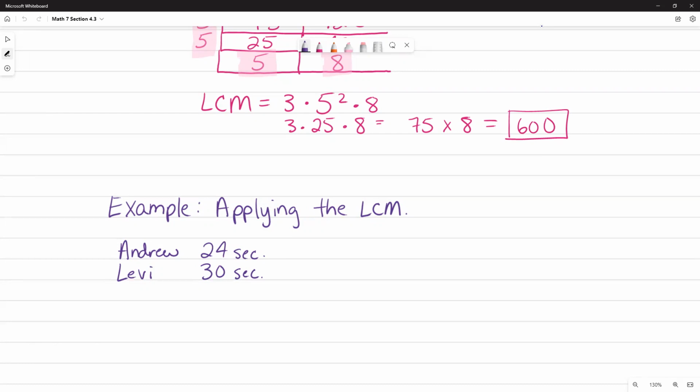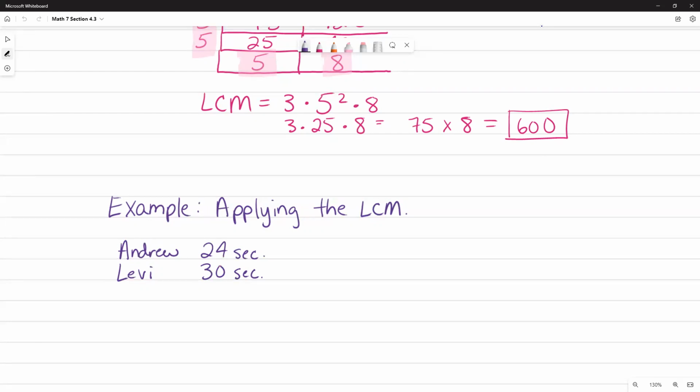And so all we do to determine how many seconds it's going to take for Andrew to lap Levi is to find the least common multiple. So you can think of every trip around that basketball court as one multiple of 24 and one multiple of 30. So what we're doing is we're finding at what point they meet.